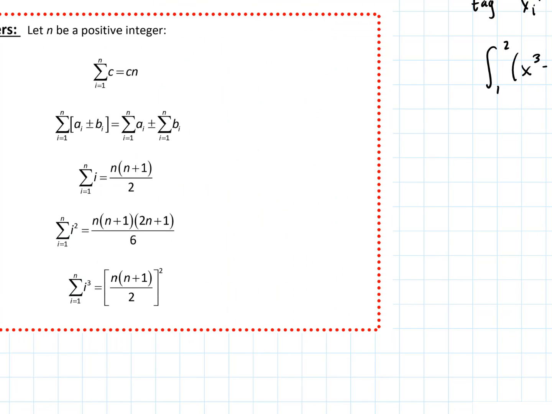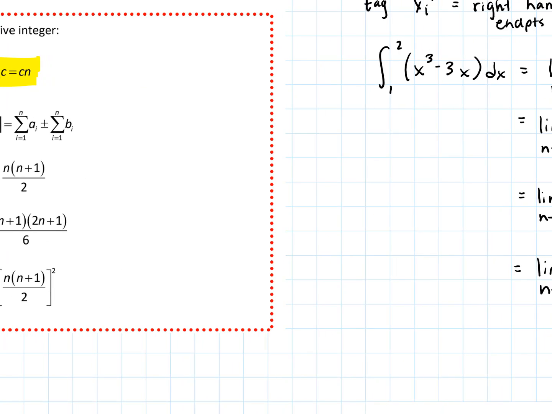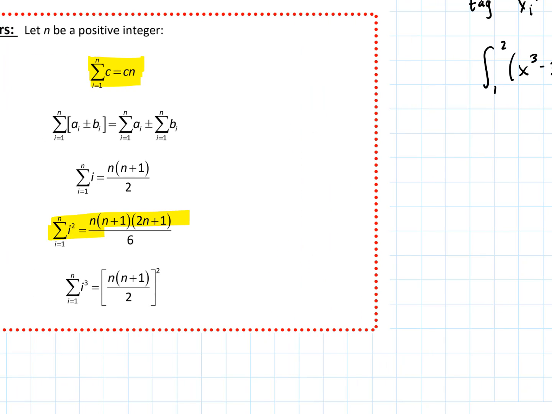So we're going to go ahead and use our constant rule, sum rule from here, and our i squared and our i cubed rule. So here's our i squared rule, and here's our i cubed rule. So we can use those rules. Technically, I guess we're using almost all of these because we're actually using the sum and the difference rule as well, because we're going to break this up into multiple sums and then apply where I see the i squared. When I sum i squared from i equals 1 to n, I get this expression, n times n plus 1 times 2n plus 1 over 6, and i cubed becomes n times n plus 1 over 2 quantity squared.